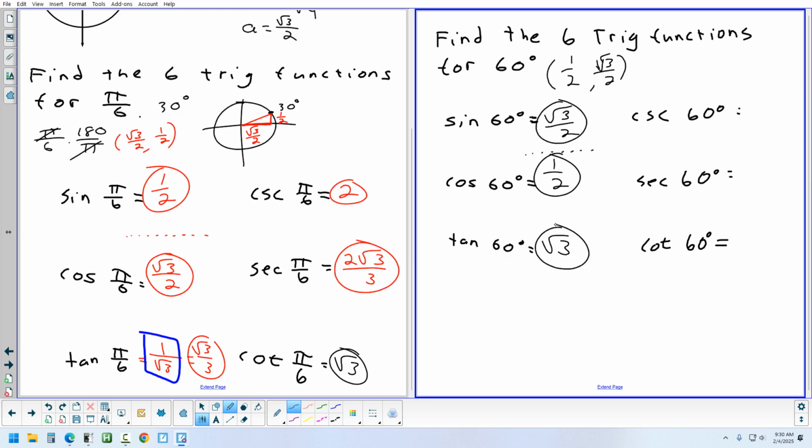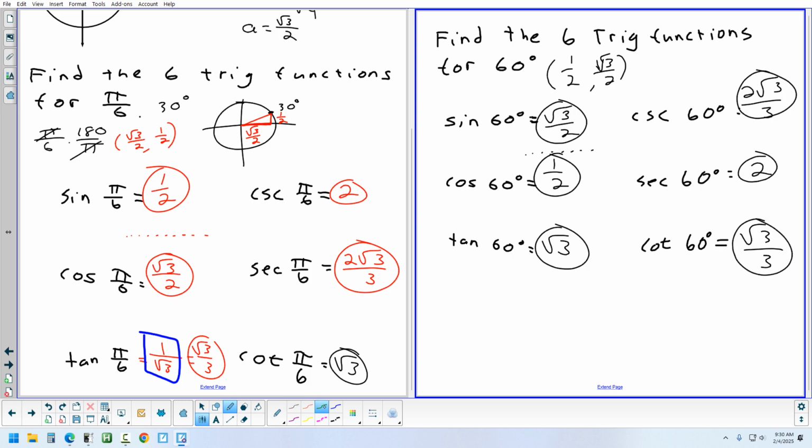All right, how about my cosecant? 2 root 3 over 3. Yep, when you flip that, it's 2 root 3 over 3. How about when you flip the cosine to get the secant? You just get 2. And how about when you flip the tangent to get the cotangent? Root 3 over 3.